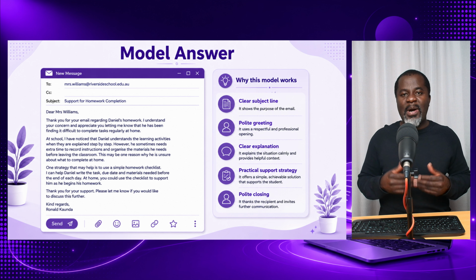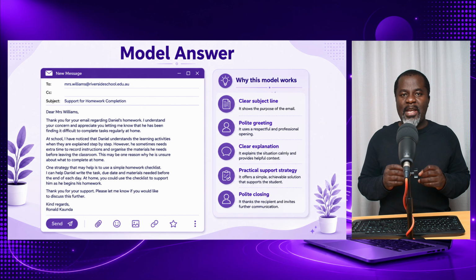noticed that Daniel understands the learning activities when they are explained step by step. However, he sometimes needs extra time to record instructions and organize the materials he reads before leaving the classroom. This may be one reason why he is unsure about what to complete at home.